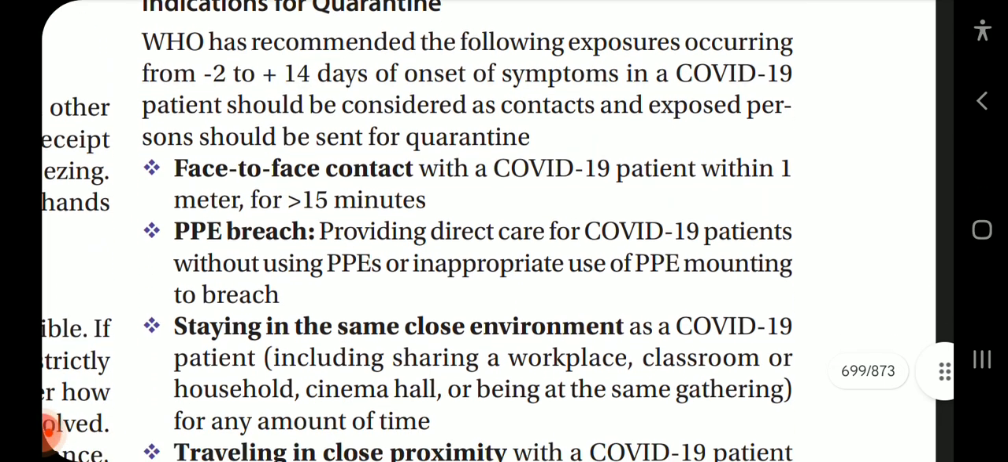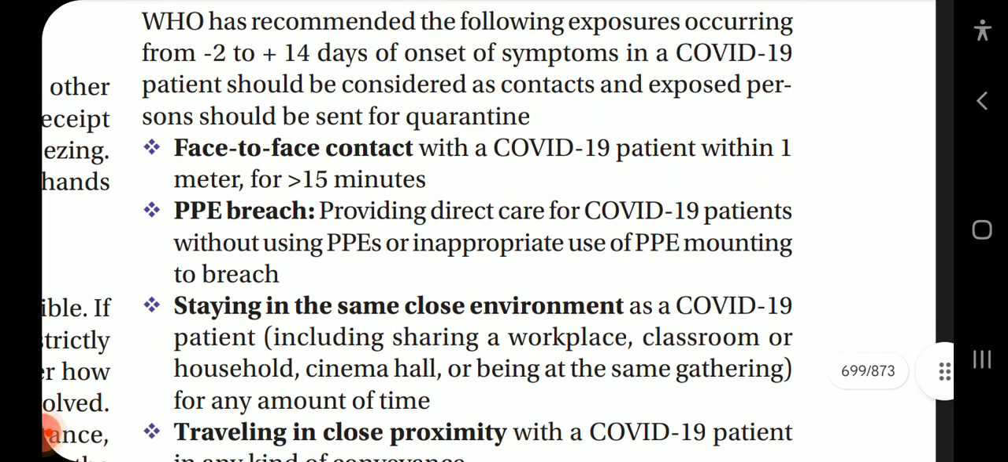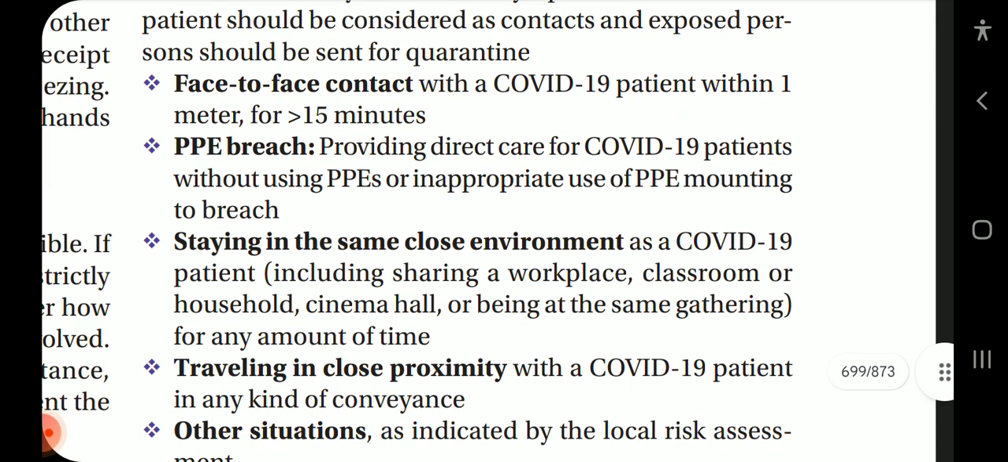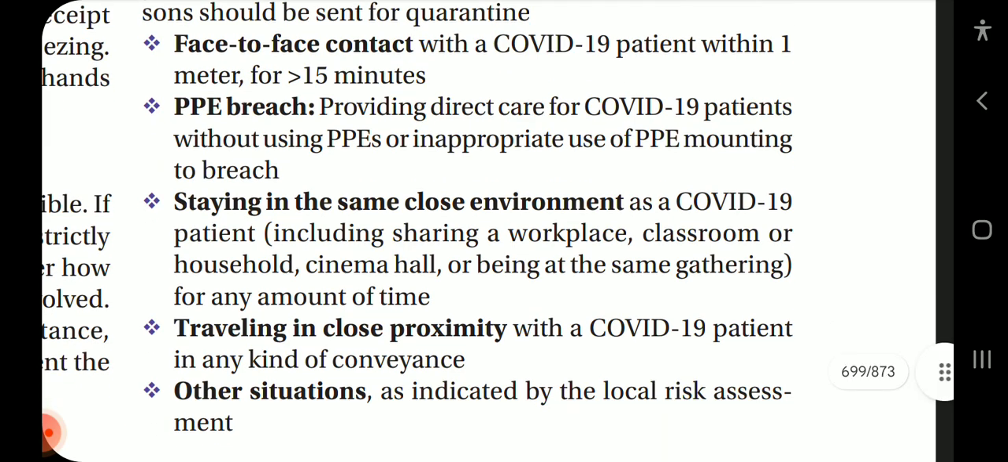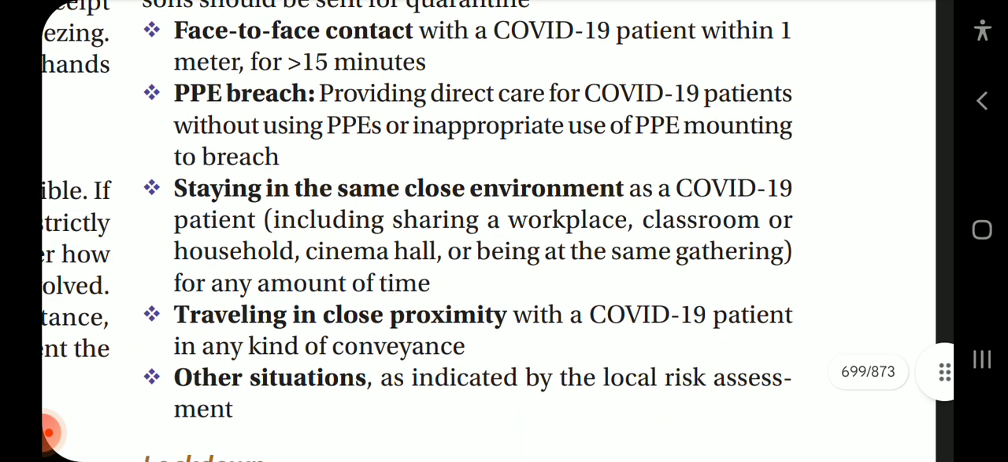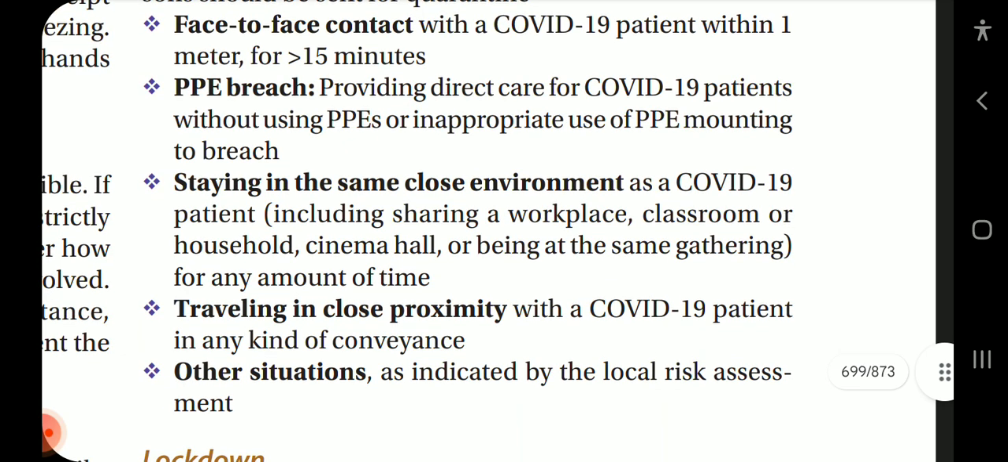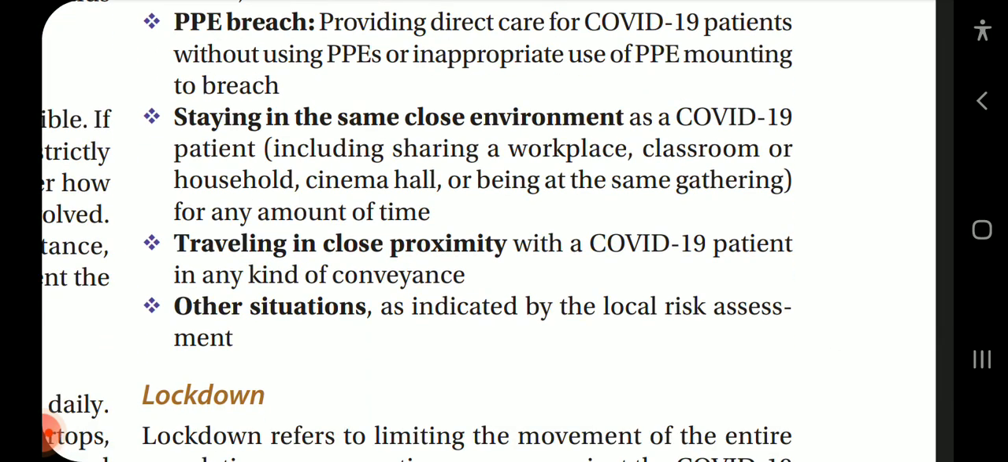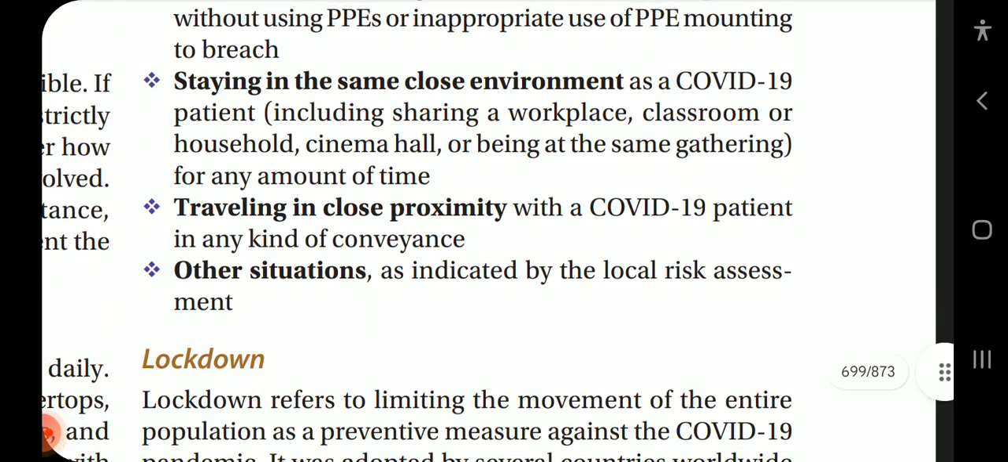Indication for quarantine. WHO has recommended the following: exposure occurring from -2 to +14 days of onset of symptoms in COVID-19 patient should be considered as contacts, and exposed persons should be sent for quarantine. Face-to-face contact with COVID-19 patient within 1 meter for more than 15 minutes. PPE breach. Providing direct care for COVID-19 patients without using PPE or inappropriate use of PPE amounting to breach.